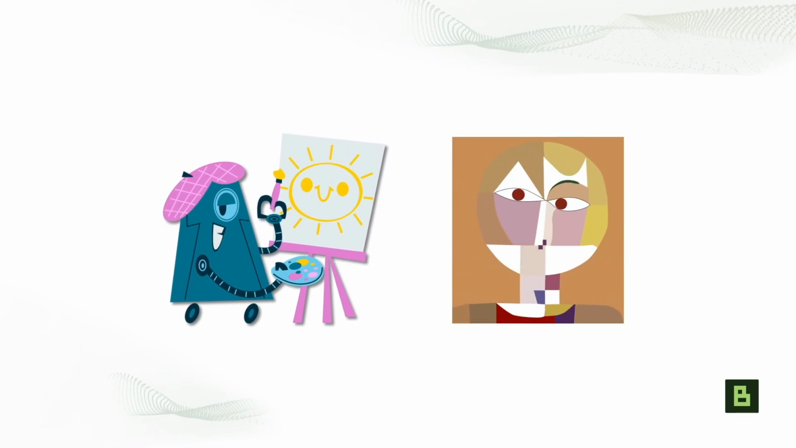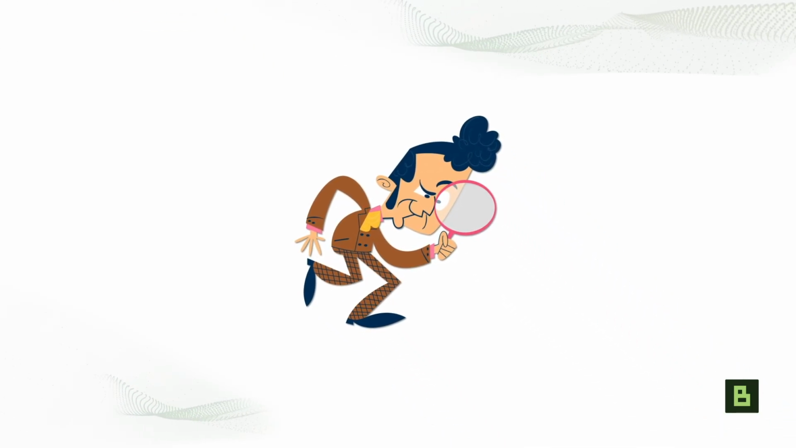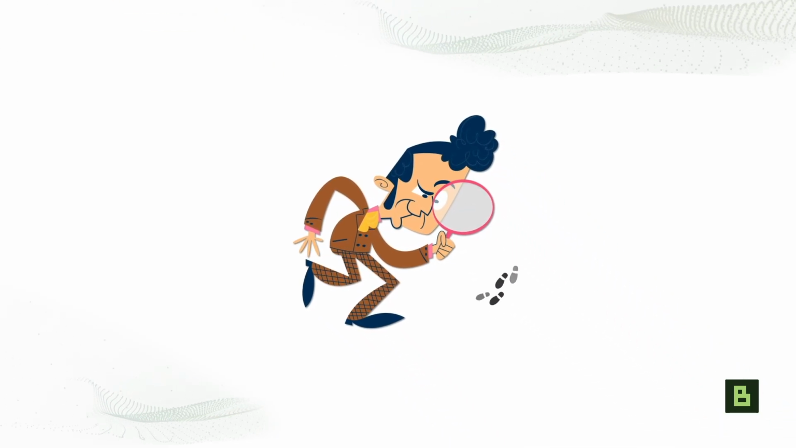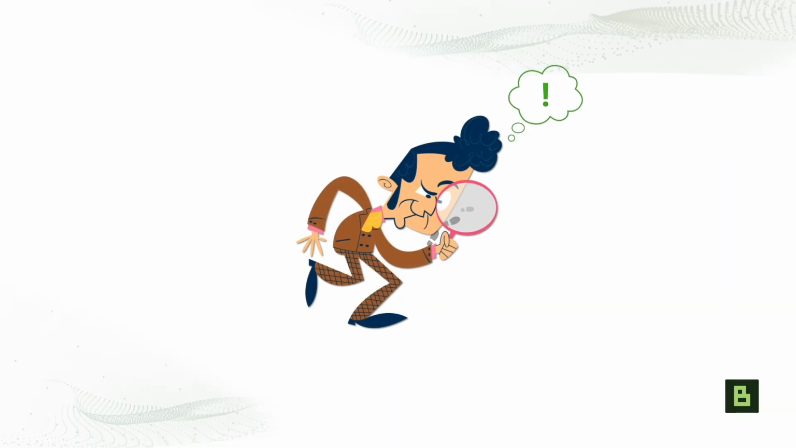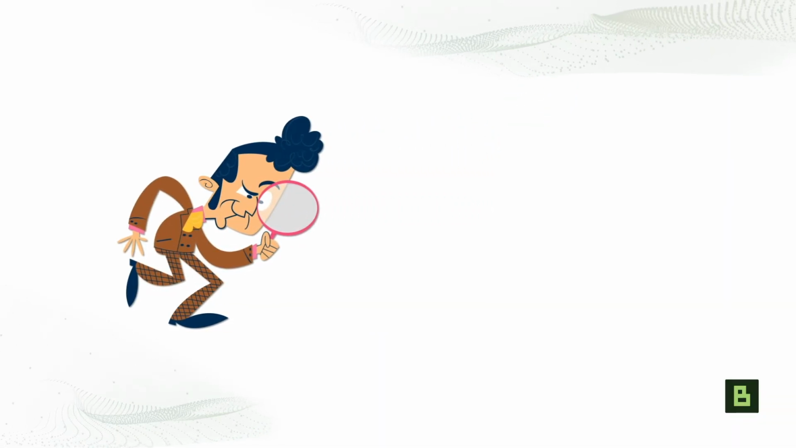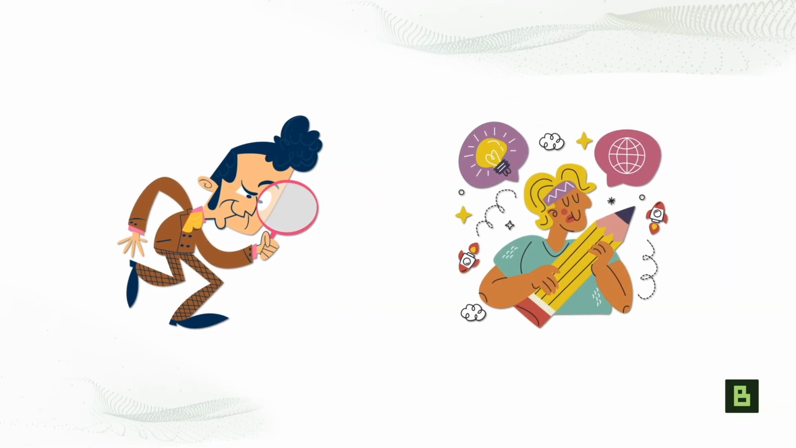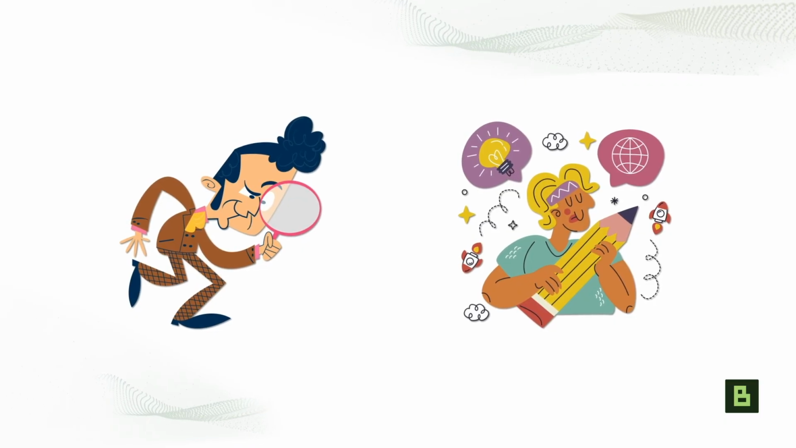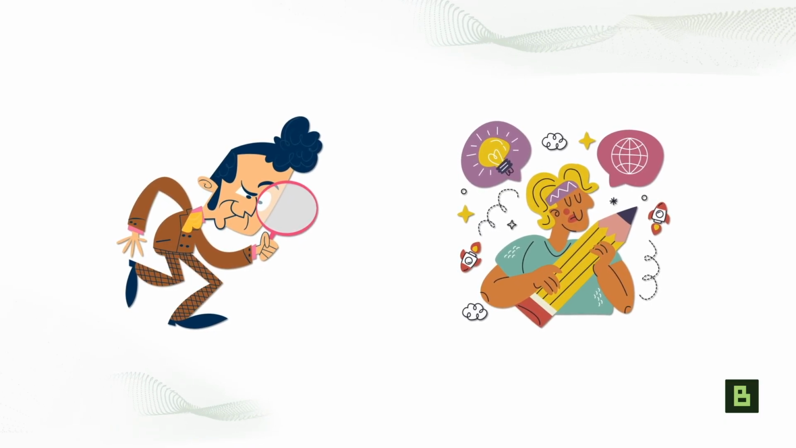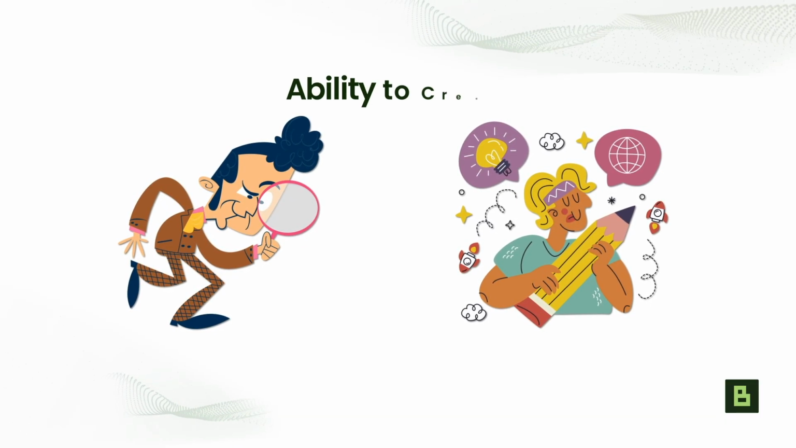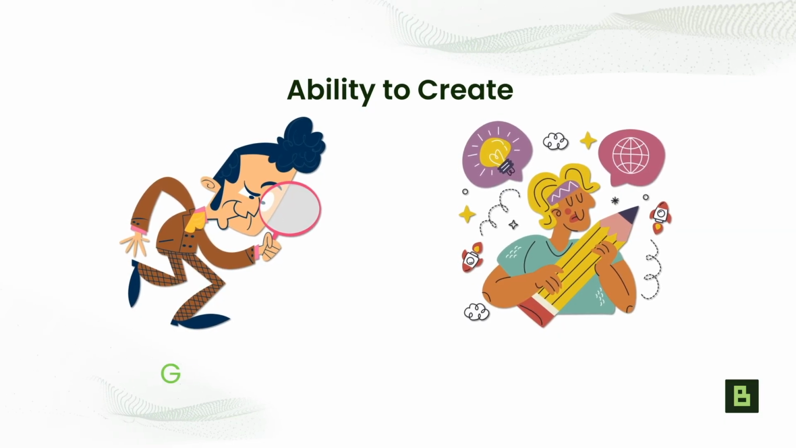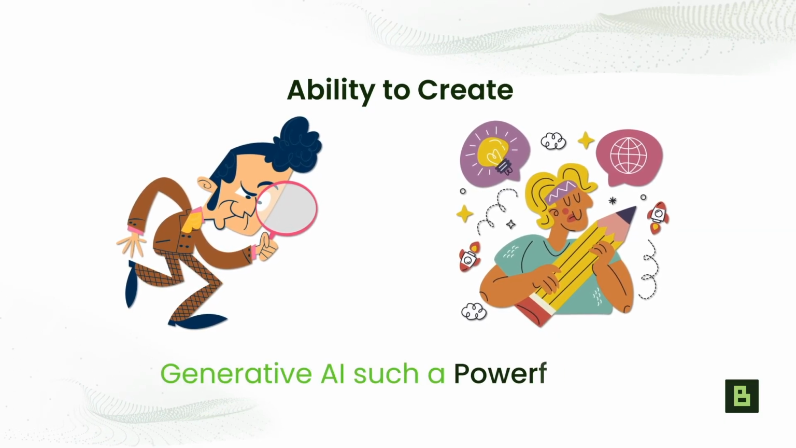A good analogy here is this. A traditional AI is like a detective. It looks at clues and says, this must be the answer. A generative AI is like an artist. It imagines possibilities and creates something new that didn't exist before. And this ability to create is what makes generative AI such a powerful tool.